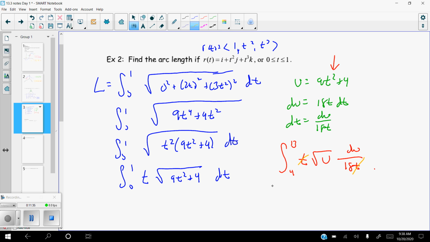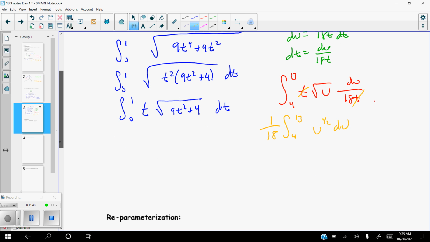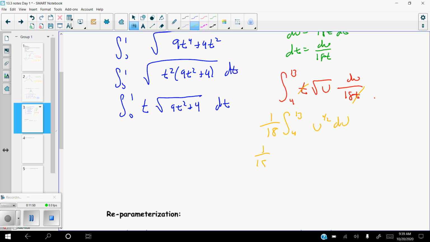We can pull the 1/18 out to the front. And then I'm going to have left over u to the 1/2 du, which I can take the antiderivative of. So we're going to get 1/18. So u to the 1/2 antiderivative is going to be u to the 3/2 divided by 3/2, which is multiplying by 2/3, from 4 to 13. So let's see, that's going to be 1 over 27 times 13 to the 3/2 minus 4 to the 3/2. Not a pretty answer, but that is the arc length.